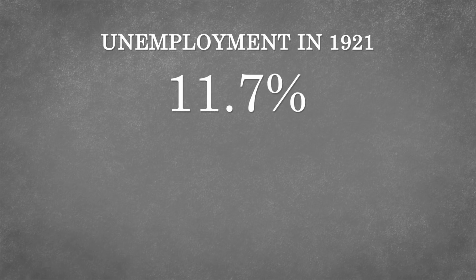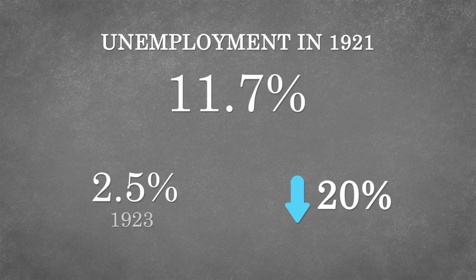During the previous crisis, unemployment peaked at 11.7% in 1921, rapidly falling to 2.5% in 1923. The difference was that in 1921, wage rates decreased by 20% within a year. The market returned to full employment without government intervention in wages.